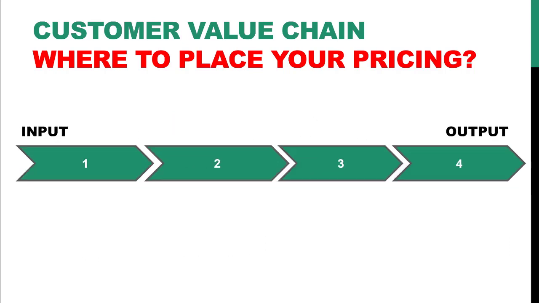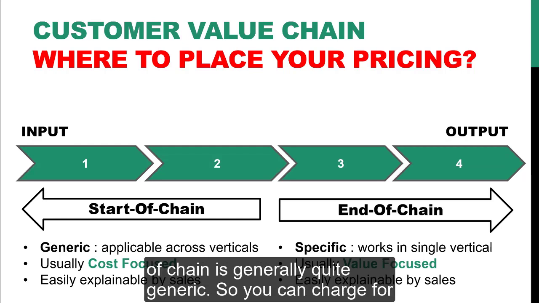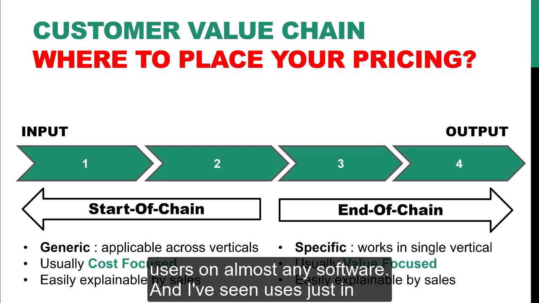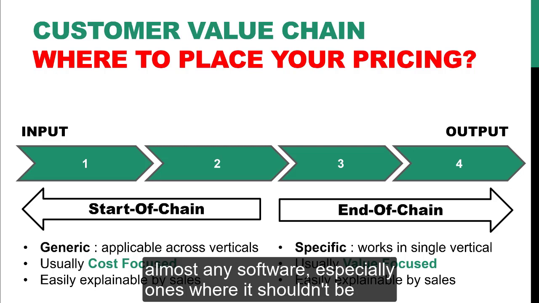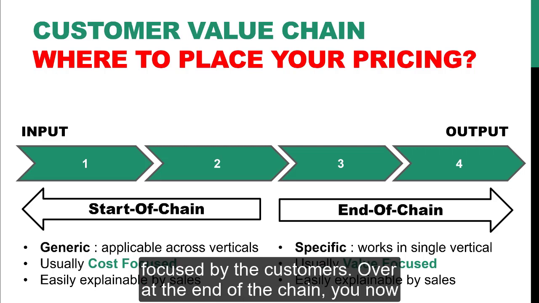So if we look at it structurally, we can say that the start of the chain is generally quite generic. So you can charge for users on almost any software. And I've seen users charged on almost any software, especially ones where it shouldn't be charged. It's usually also cost-focused or perceived as cost-focused by the customers.